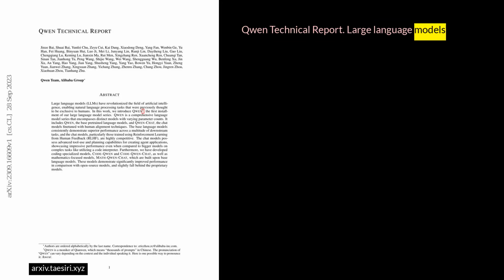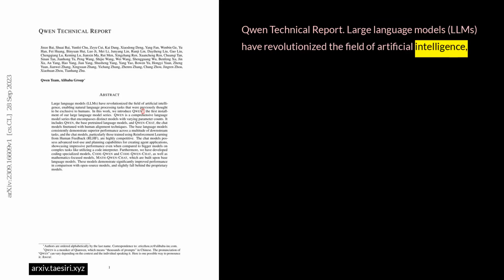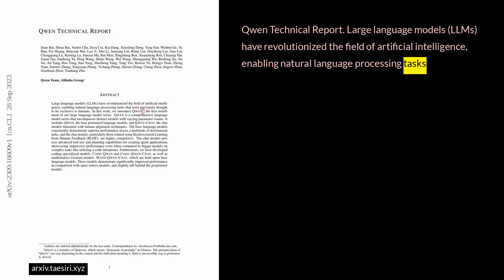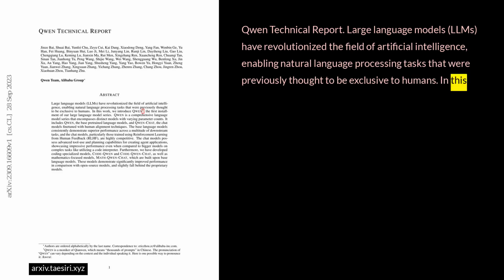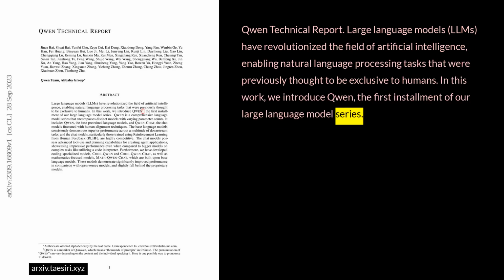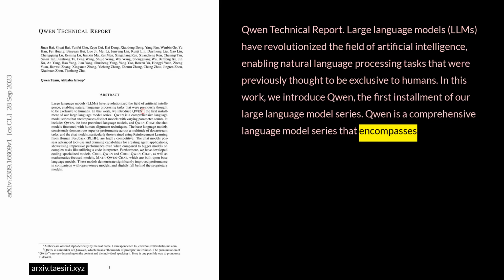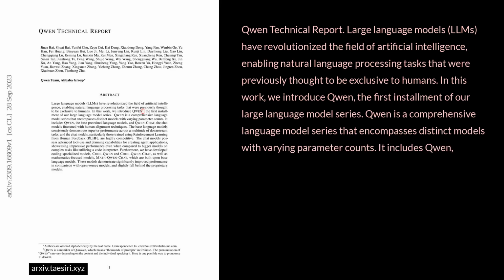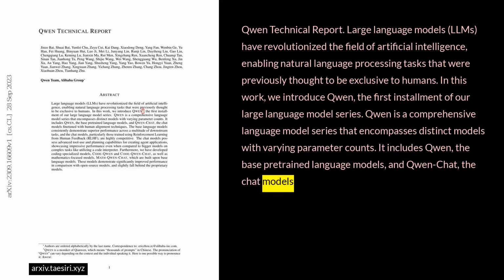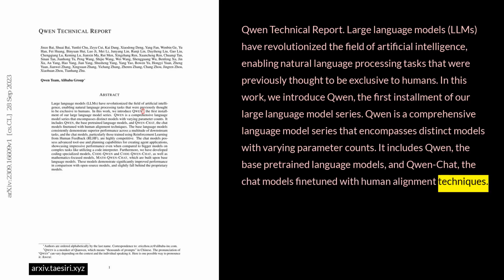Qwen Technical Report. Large language models, LLMs, have revolutionized the field of artificial intelligence, enabling natural language processing tasks that were previously thought to be exclusive to humans. In this work, we introduce Qwen, the first installment of our large language model series. Qwen is a comprehensive language model series that encompasses distinct models with varying parameter counts. It includes Qwen, the base pre-trained language models, and Qwen Chat, the chat models fine-tuned with human alignment techniques.